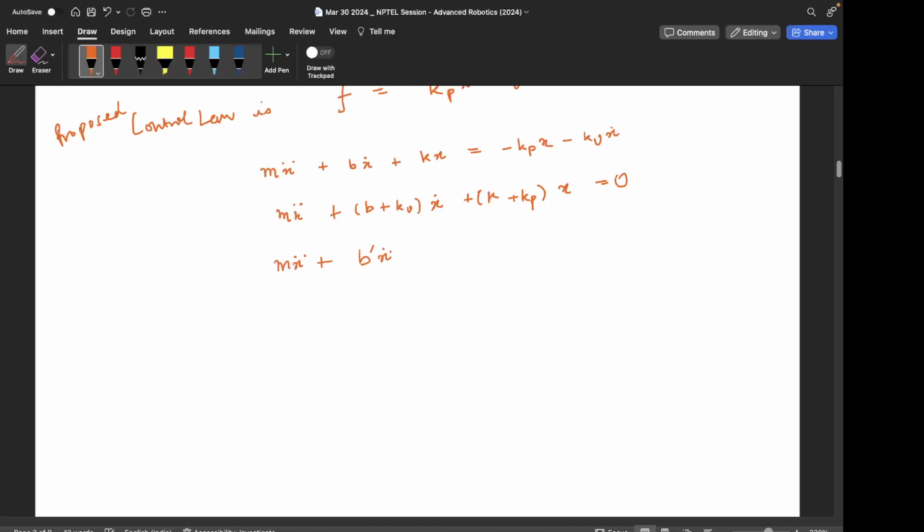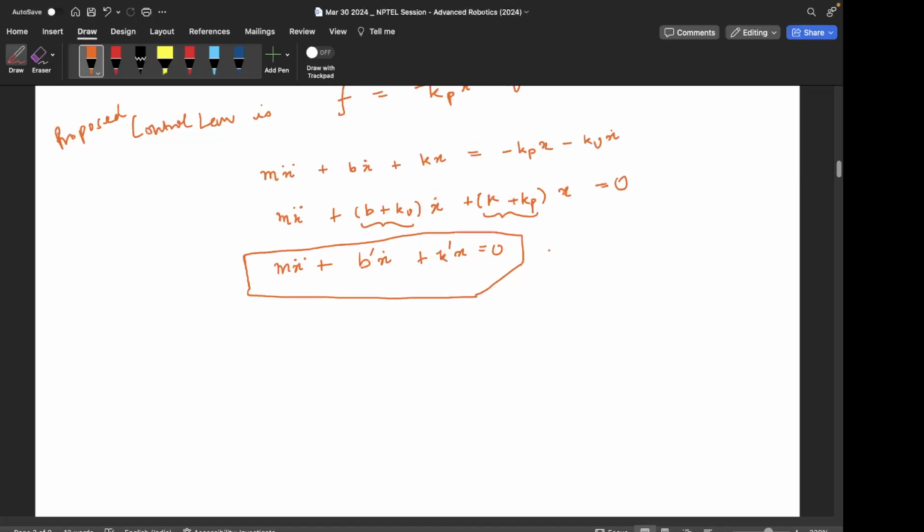And if we write this term as b dash and this as k dash, this is our closed loop system. Why closed loop system? Because you have already put in the control law in this. So this is the closed loop system dynamics.